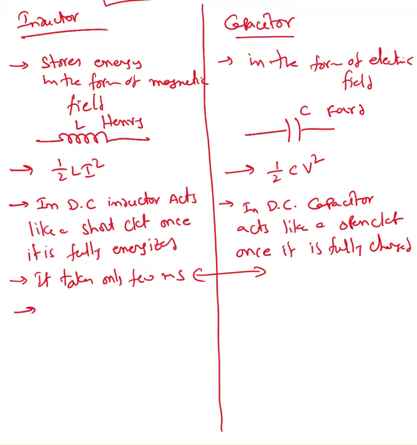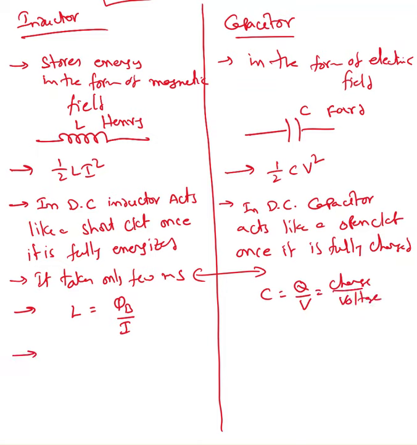Now L, inductance, is nothing but phi B over I, C equals Q over V. Q is the charge, V is the voltage. Charge by voltage.